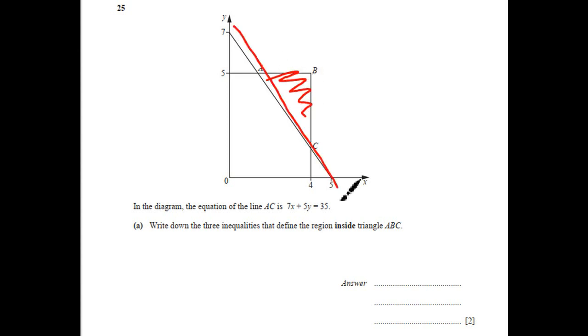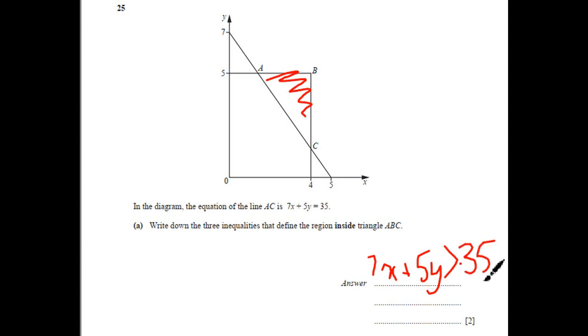So let's use this line first. Since the required region, the region I've shaded, is above this line, the inequality will be 7x plus 5y greater than 35. We won't write greater than or equal to, because the question says define the region inside the triangle. So that means these borders are not included. When we include these borders, we also write greater than or equal to or less than or equal to, otherwise we don't.